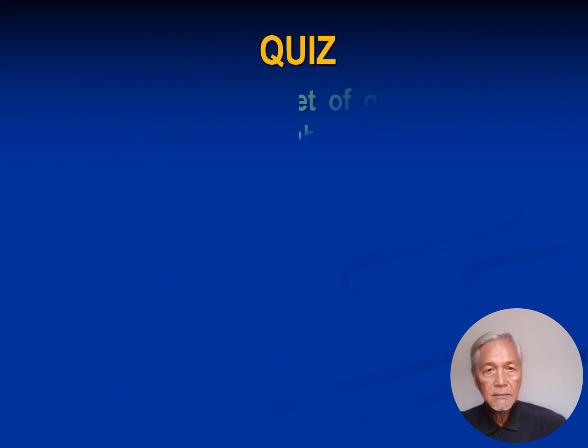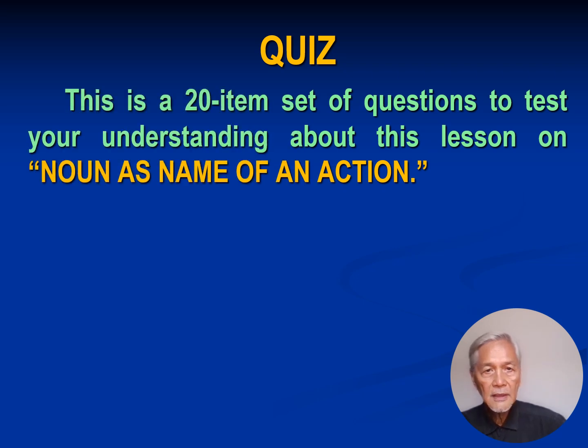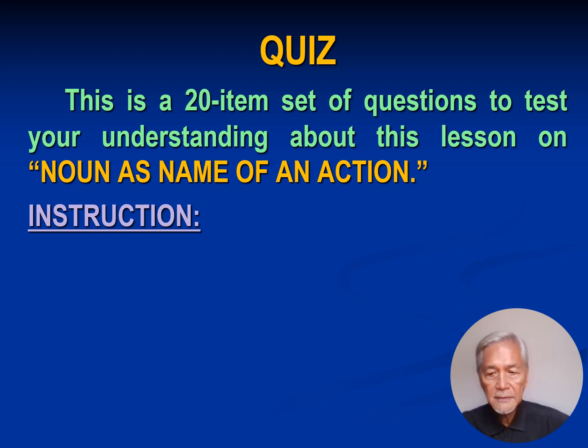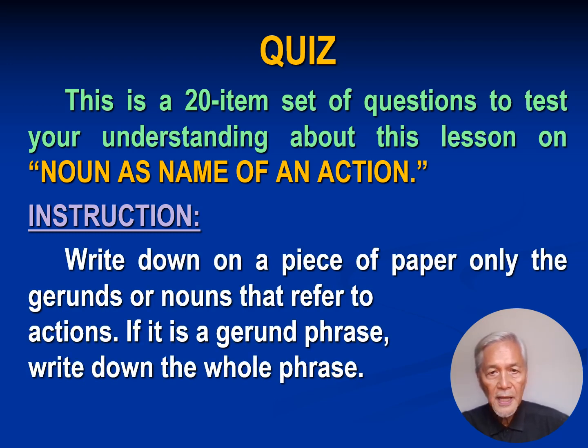Quiz. This is a 20-item set of questions to test your understanding about this lesson on noun as name of an action. Instruction: write down on a piece of paper only the gerunds or nouns that refer to actions. If it is a gerund phrase, write down the whole phrase.